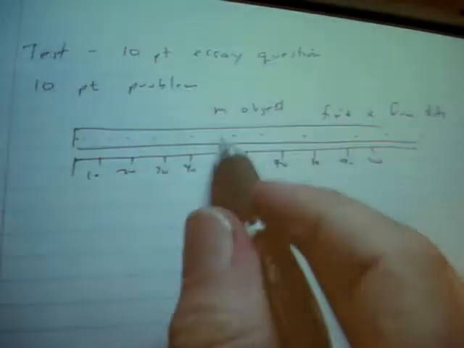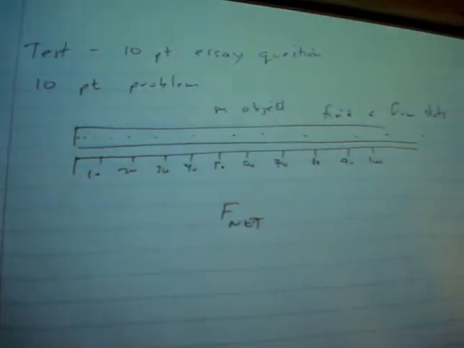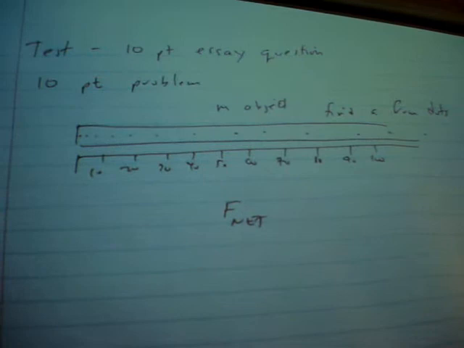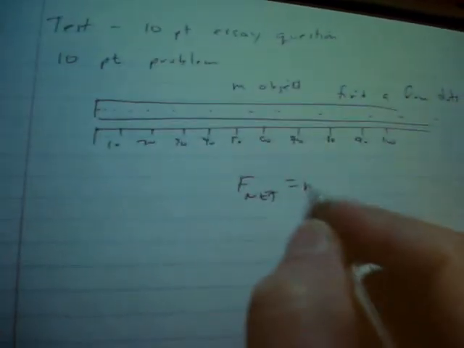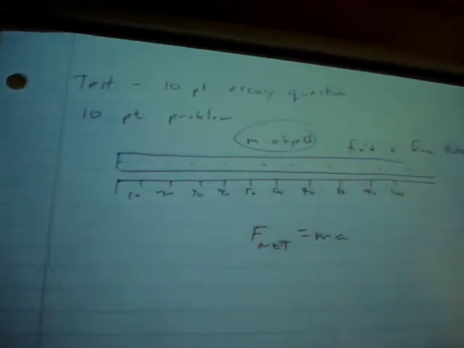How do you find the acceleration from the spacing of the dots? Then how do you get F net from that? Mass times acceleration. You're given the mass of the object, so you have to find the acceleration from the dots.